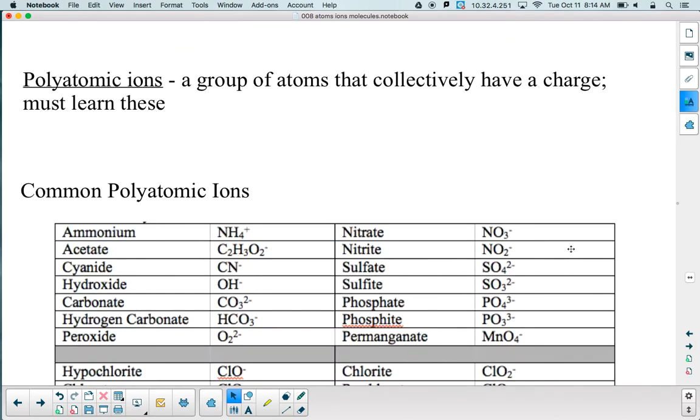There's another type of ion called polyatomic ions, which is kind of the opposite of a monatomic ion. A monatomic ion was formed of only one atom. A polyatomic ion is a group of atoms that collectively have a charge.